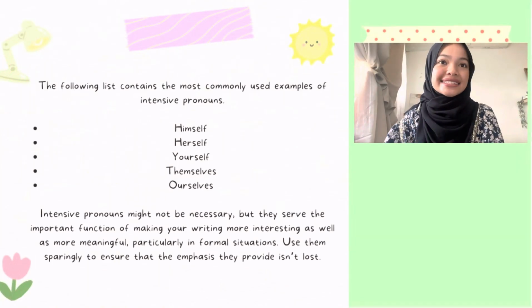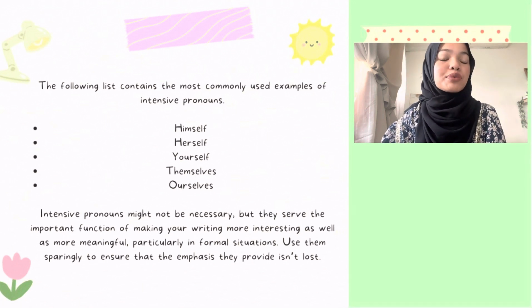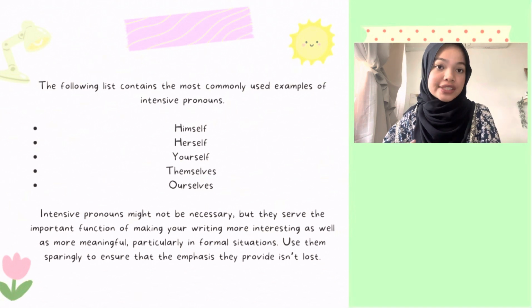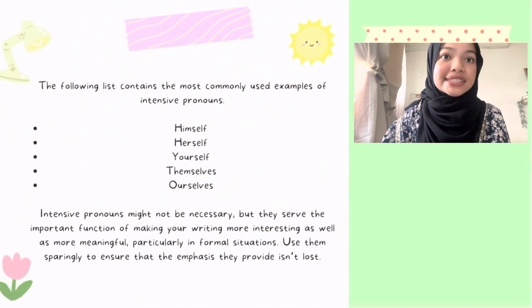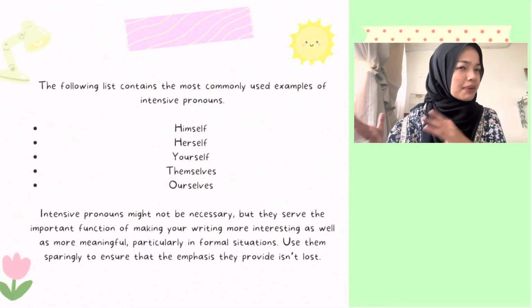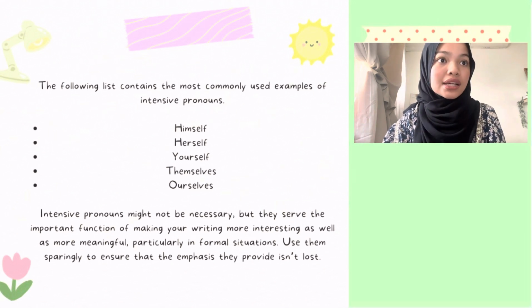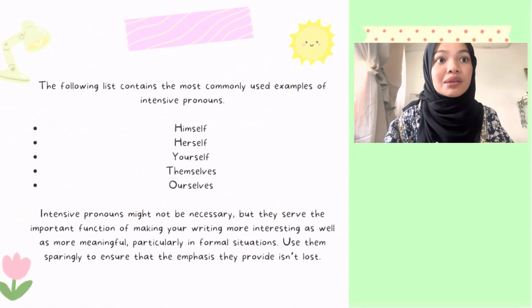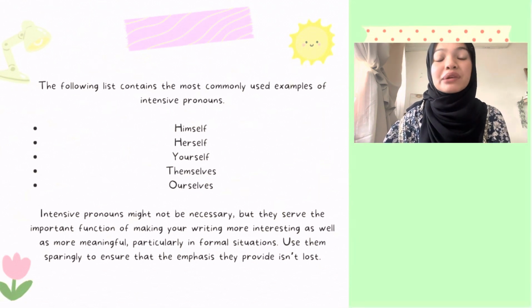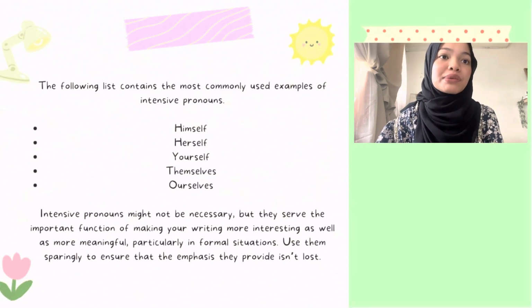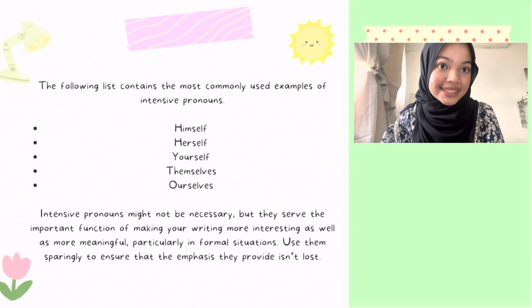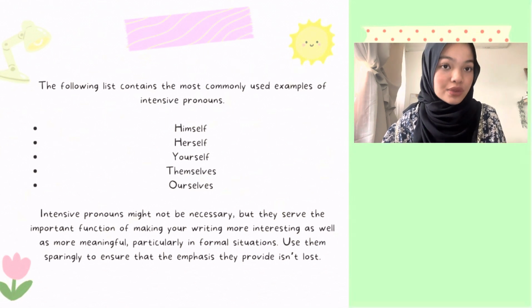As you can see on the slide, these are the examples for the intensive pronoun, which are himself, herself, yourself, themselves, and also ourselves. So intensive pronouns might not be necessary, but they serve the important role and function of making your writing more interesting as well as more meaningful, particularly in formal situations. So you can use them sparingly to ensure that the emphasis they provide isn't lost.